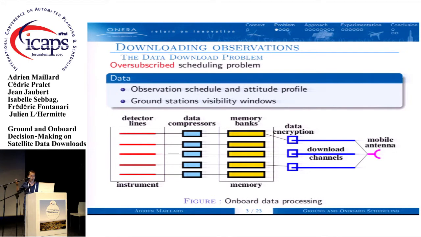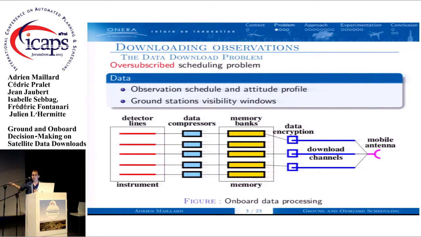And onboard, how does it work? So you have the instrument here. So the instrument is made of detector lines, 1 line per frequency. And when you are taking a picture, when you are doing an observation, you are turning on some of the lines. And then it produces a file that is going through a data compressor. And that's the main point of uncertainty in that application.